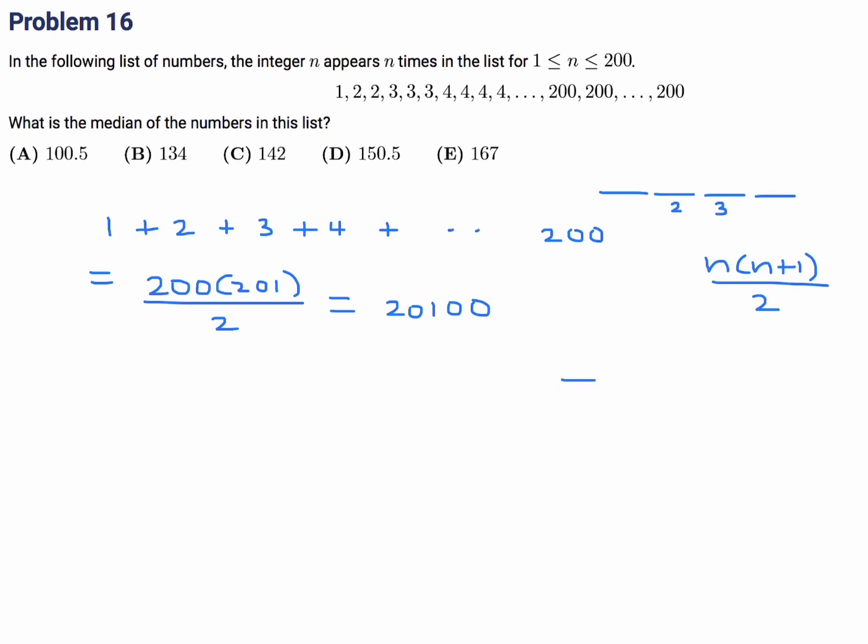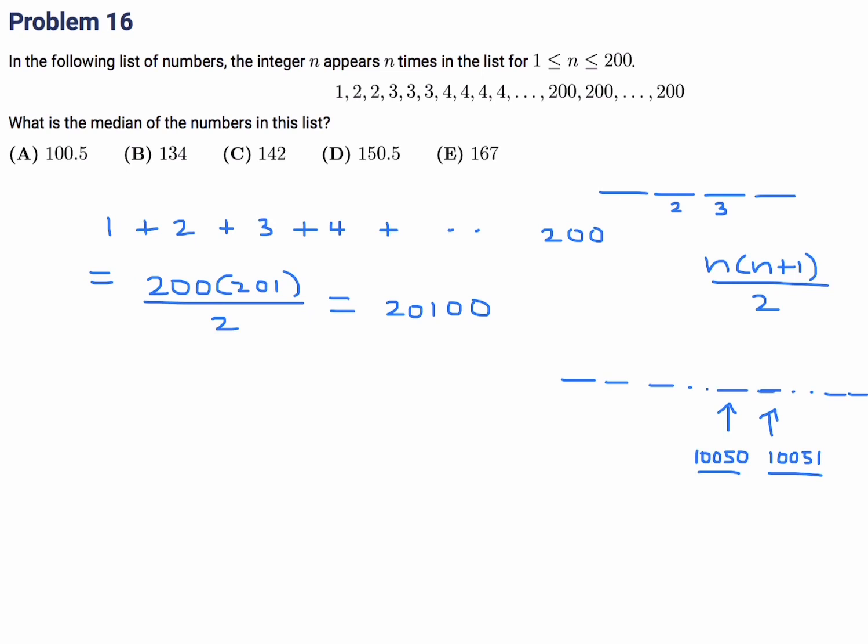Well, the middle two would be as follows. If you kept going, the middle two would be this one and this one, which would be half of this, would be this one here, which would be 10050. And then this guy would be the next one, the 10051 term. So if I can find these two terms, I'll add them, take the average, and I've got the median of the list. Okay, so how do I do that?